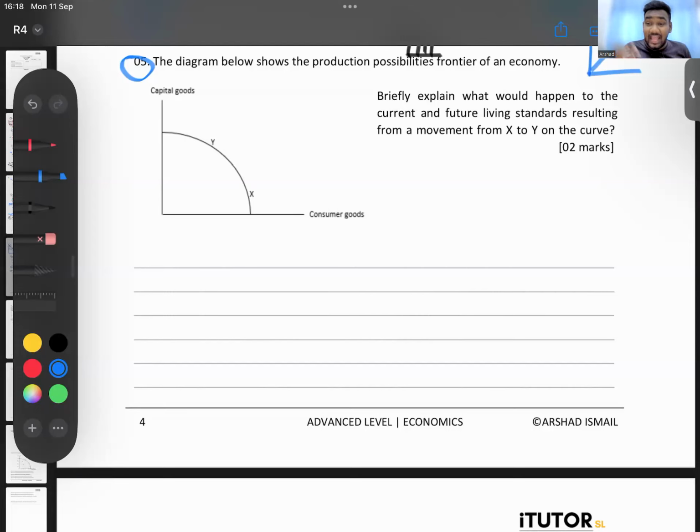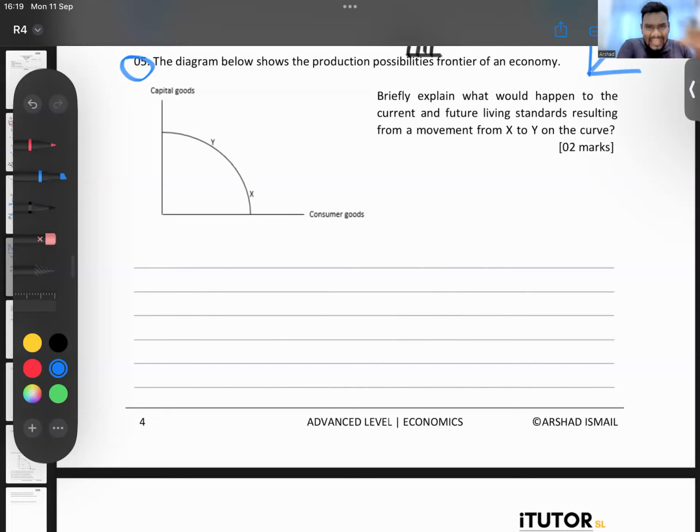Then what are capital goods? Capital goods are the goods that you produce to produce other goods. Things like what? Things like machines, buildings, factories, equipment. Those were called capital goods.